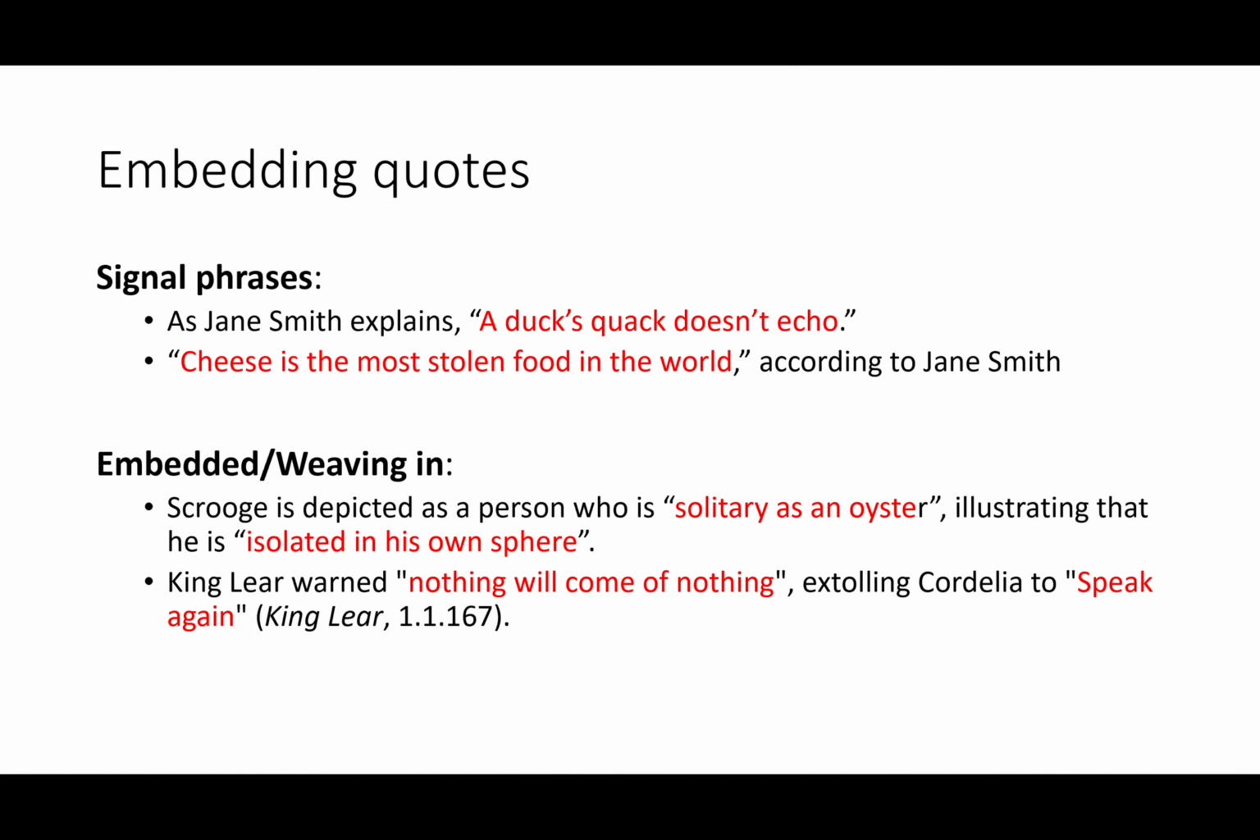The next way that we want to primarily focus on quoting for this assessment is embedding or weaving in. Now, some could say that this is a more mature or nuanced way of quoting. That's not necessarily the case. Mixing things up is always good, but this is primarily what you will see in a lot of analytical writing. So below we have two examples. Scrooge is depicted as a person who is "solitary as an oyster," illustrating that he is isolated in his own sphere. The next one is, King Lear warned, "nothing will come of nothing," extolling Cordelia to speak again.